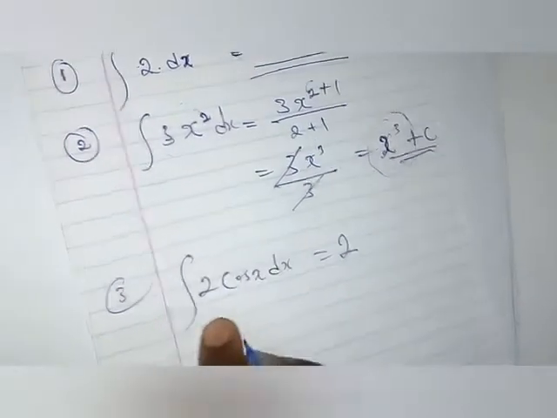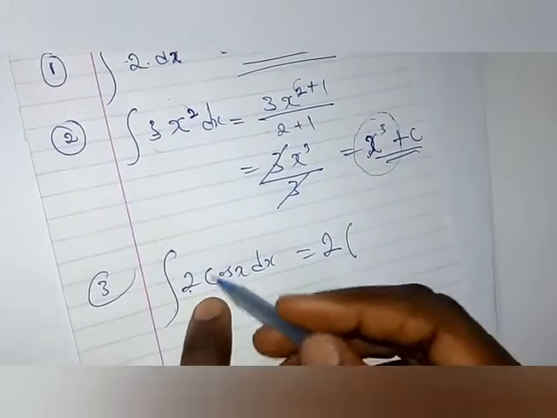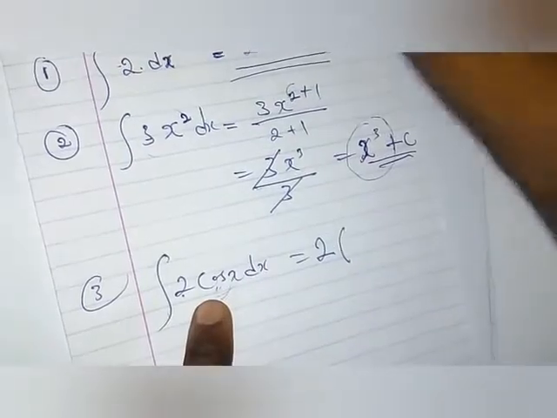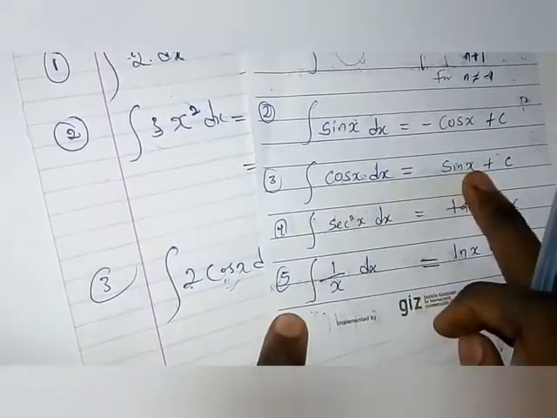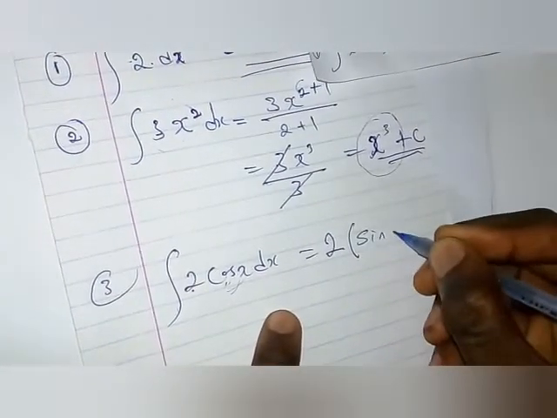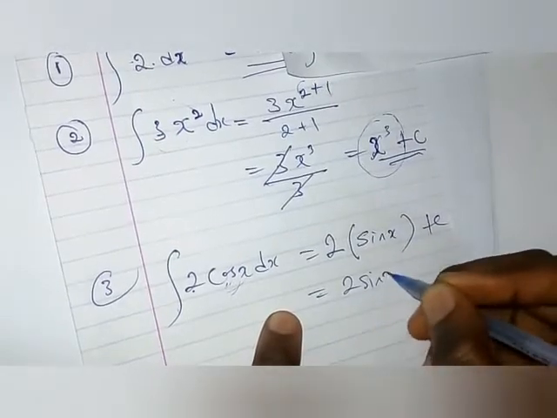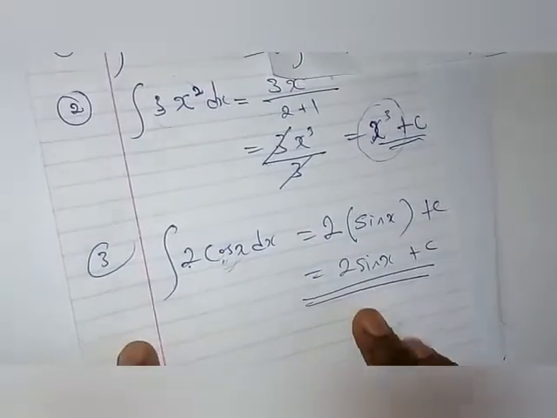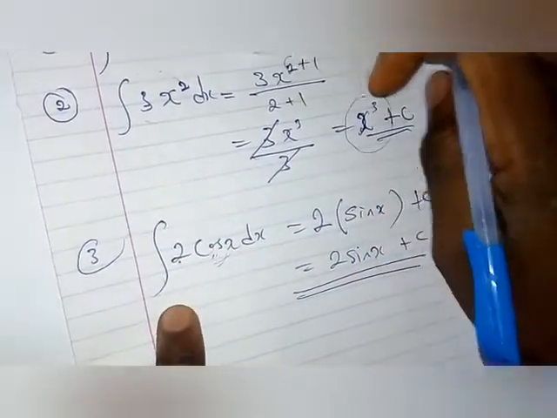So here you bring out the constant, then you integrate. The integral of cos x, if you didn't forget, is sine x. So it's now 2 sine x plus c. So this for that, the integral of this is this. If you differentiate this, you get this.